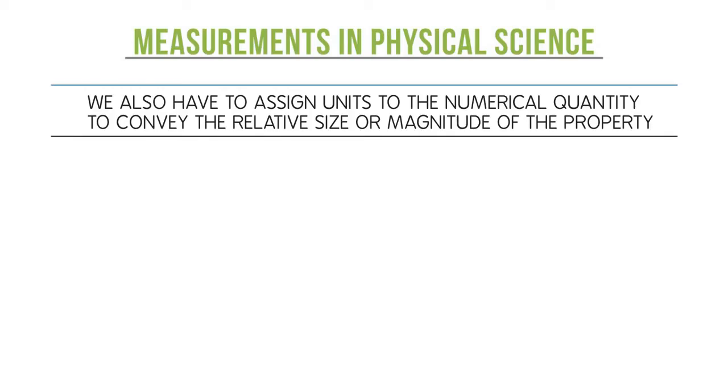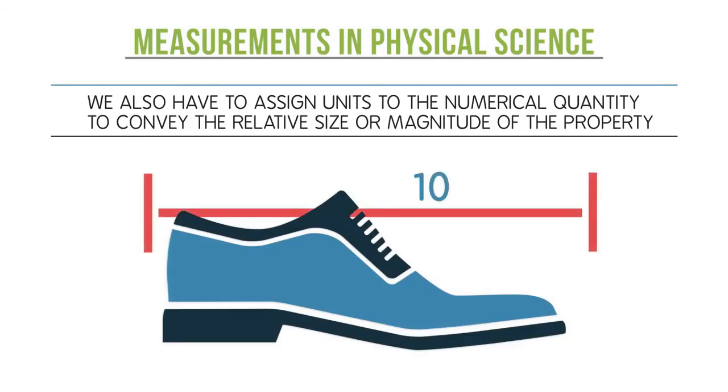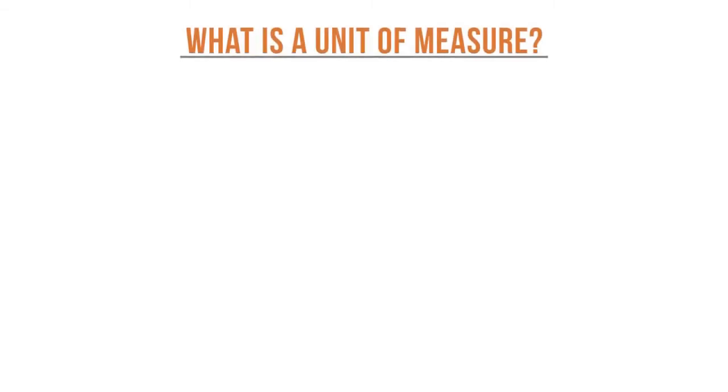For instance, if I said the length of my shoe was 10, you wouldn't actually know how long my shoe was because there would be no context for what the 10 represents. In fact, this measure would only make sense if the number 10 had a unit of measure to go along with it. So what is a unit of measure?